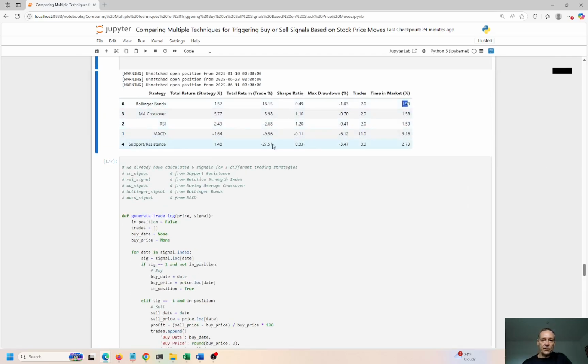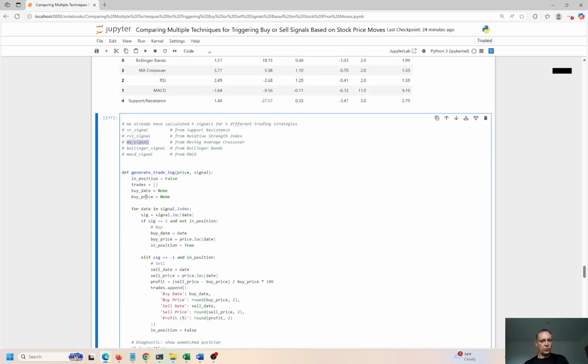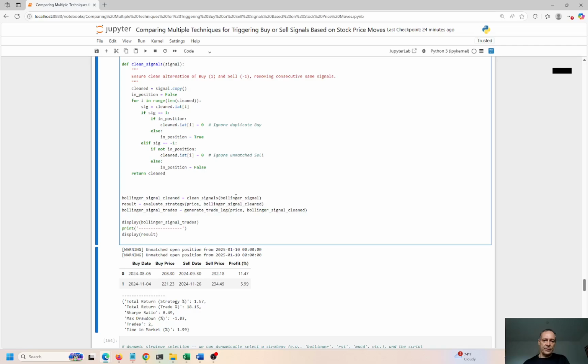Let's look at one more example. What was good? Total return for the strategy here was 5.7. This is the MA crossover. Let me show you how this works. So MA signal, Control C, Control V. So we're going to put MA signal down here. Now we want signal cleaned.